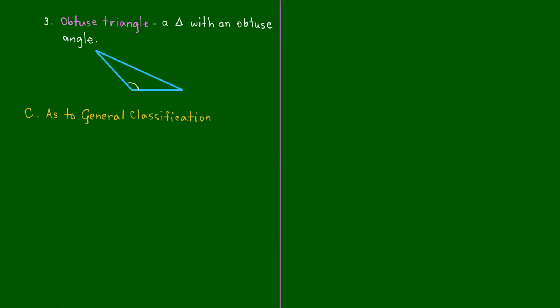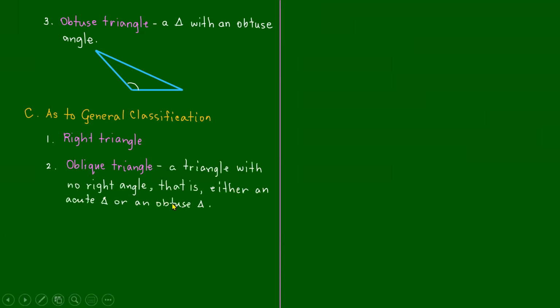Now, as to general classification, there are only two kinds of triangles, either right or oblique. So again, when you say right, it has a 90-degree angle. And if it has no 90-degree angle, it means oblique triangle. So that is, an oblique triangle is either an acute triangle or an obtuse triangle. So let us have some relationships of sides and angles in a triangle. First, we begin with angle-side relationships in a triangle.